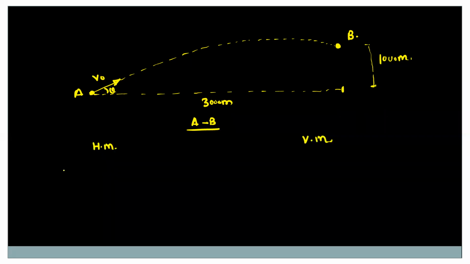So for the horizontal motion, we have the initial velocity equal to the final velocity, and that is equal to V0 cos theta. V0 is equal to 360 meter per second. So this is the X component and this is the Y component, V0 sin theta. So V0 cos theta is equal to 360 cos theta. We don't know the value of theta.